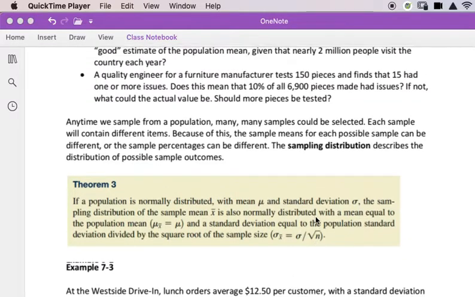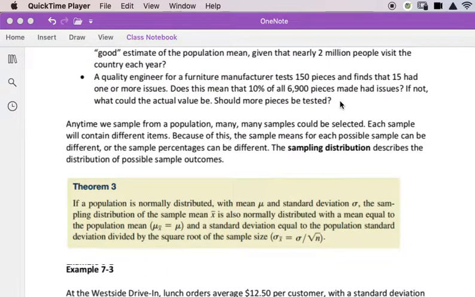For example, if I were to only pull 10 pieces of furniture, I might find that it could be 20% or it could be 80% of the pieces that have issues, just depending on which pieces I chose. But the more pieces I pull, the less likely it is that I'm going to have those extreme values, and the more likely it is that I'm going to be close to the population percentage.